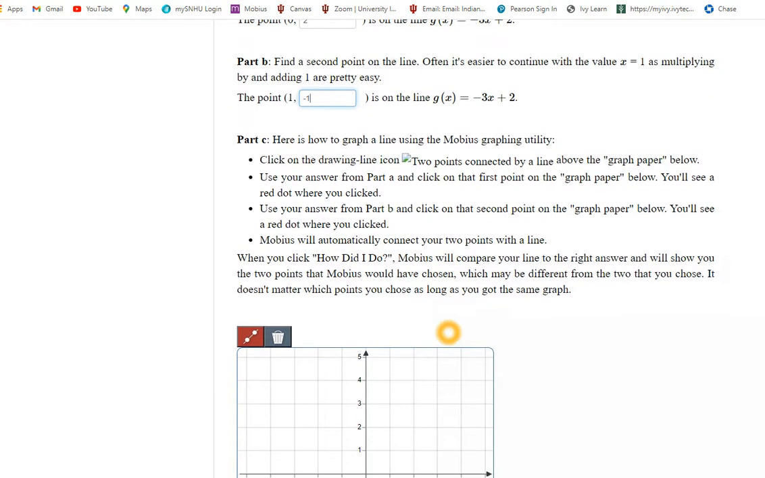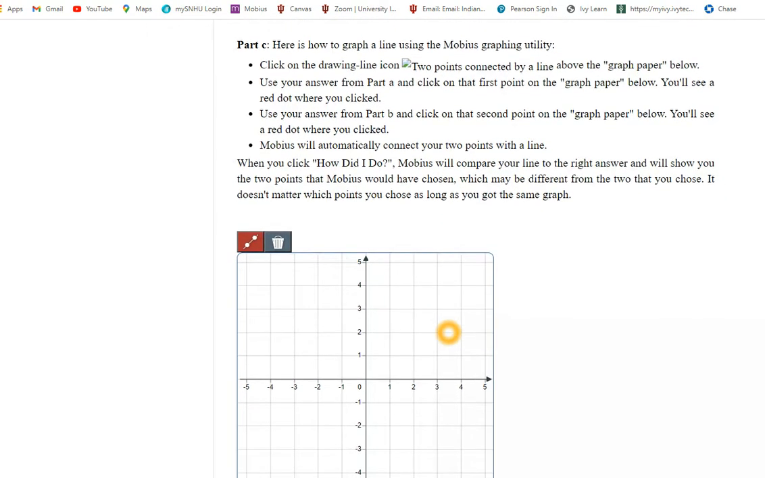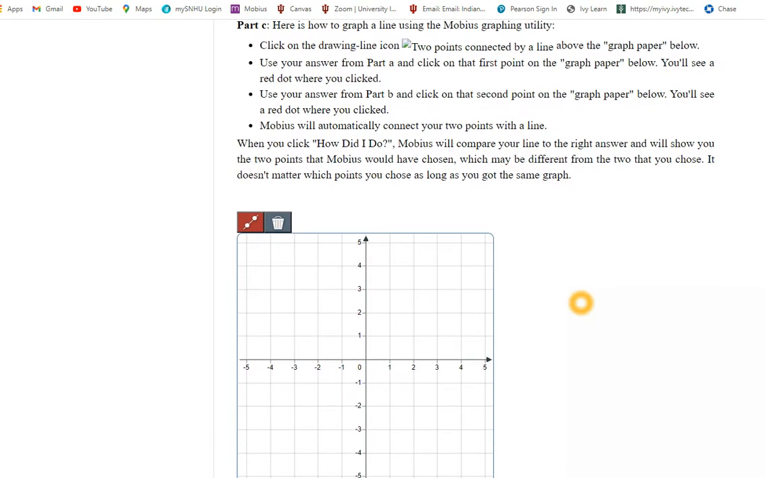And then it says part C. Here's how to graph a line using the Mobius graphing utility. Click on the drawing line icon. That would be this icon right here. You can see that. Click. 2 points connected by a line above the graph paper below. That was this right here. Use your answer from part A and click on that first point on the graph paper. That was 0, 2, right? So click on that. Okay, I'm clicking.